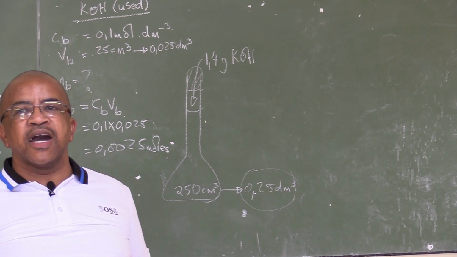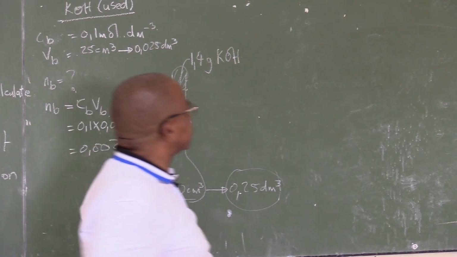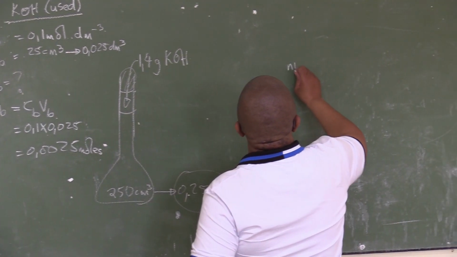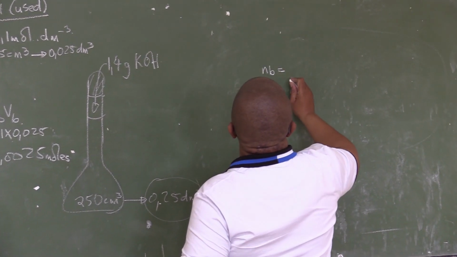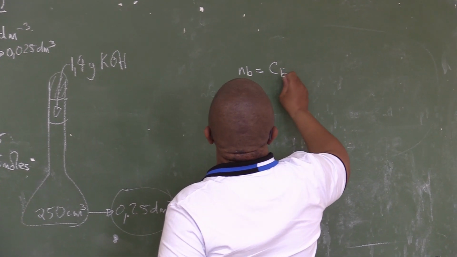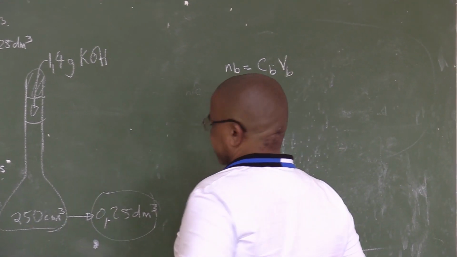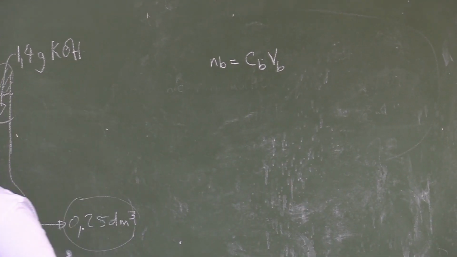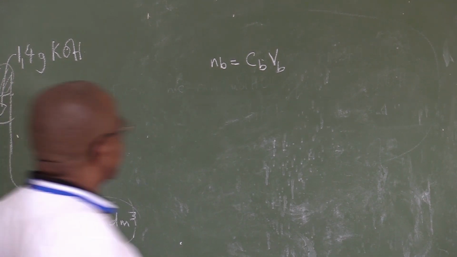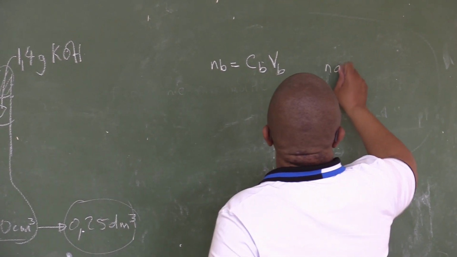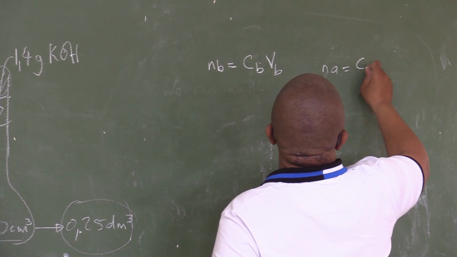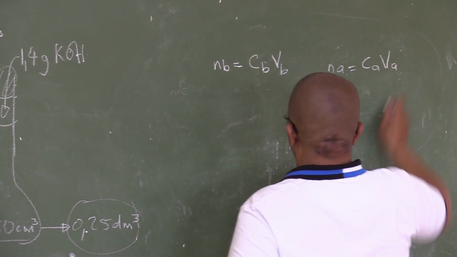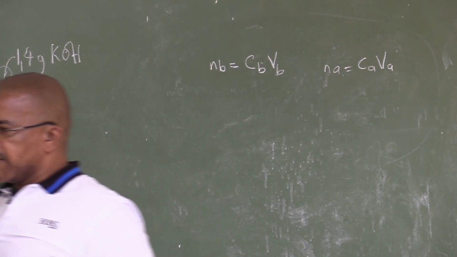We know that we have the number of moles of base, which is in the form of what? Concentration of base times the volume of the base. And we have the number of moles of the acid, which is in the form of what? Concentration of the acid times the volume of the acid.